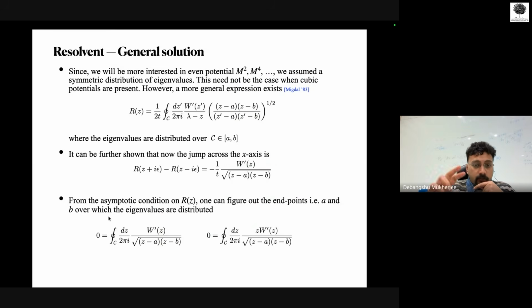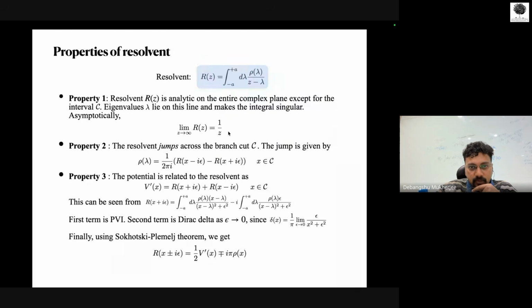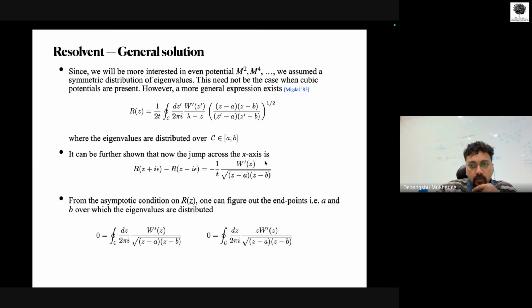So from the asymptotic condition, using this equation, all you have to do is take the z going to infinity limit, and you need to remember that in the z going to infinity limit, it always has to go as 1 by z. What you are going to get from the right hand side, curiously, will be some constant plus some constant by z. Now, the leading constant piece has to be 0. And this constant by z, this has to be 1.